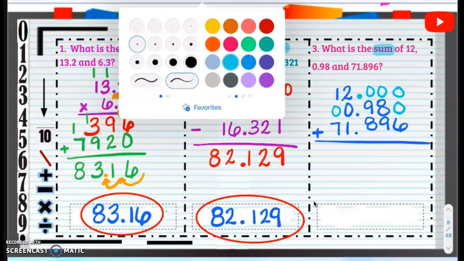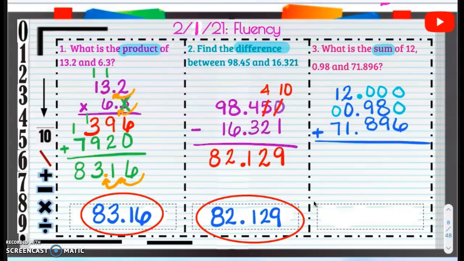Alrighty, let's add them up. 0 plus 0 plus 6 is going to be 6. 9 plus 8 is 17. Drop that 7, carry that 1. 9 plus 1 is going to be 10, plus 8 is 18. Drop that 8, carry that 1. What do I do with that decimal?